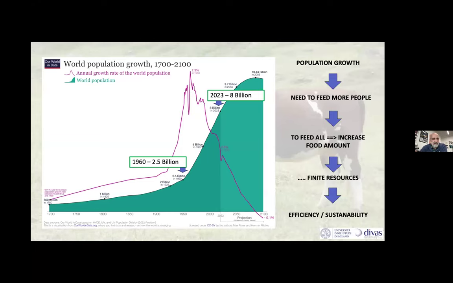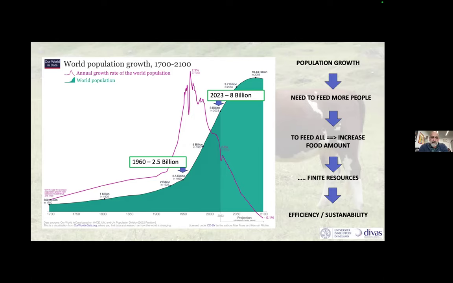Usually I use this slide with my students. You see that in 1960, when I was born in '61, we were 2.5 billion people. And in 50, 60 years, we became 8 billion. That's due to different things: conditions of life, antibiotics, whatever you can think of. But the demand from the community was for more food to feed people. The population was growing, and the need was to increase the food amount.